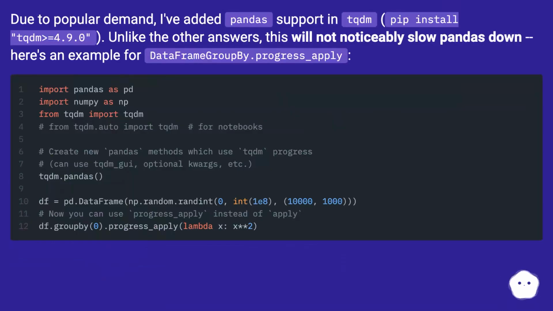Due to popular demand, I've added Pandas support in tqdm: pip install tqdm>=4.9.0. Unlike the other answers, this will not noticeably slow Pandas down. Here's an example for DataFrame groupby progress_apply.